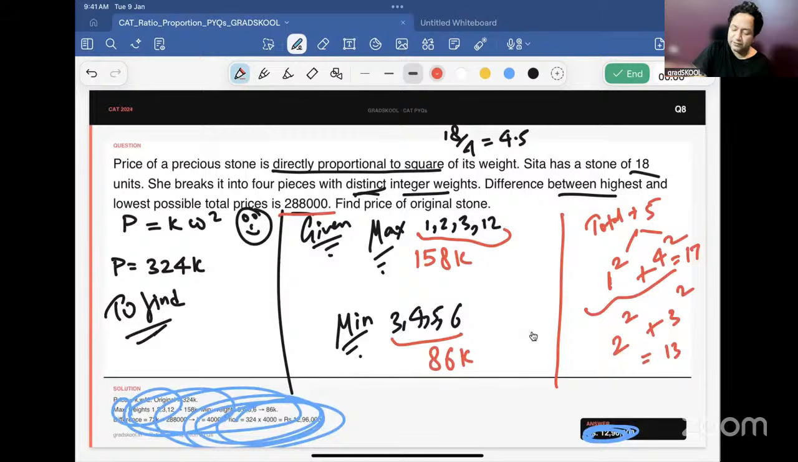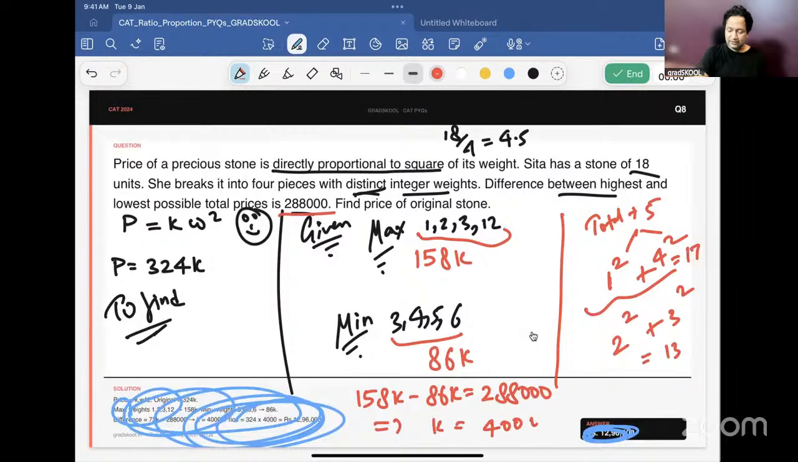So now they have written that the difference is 2,88,000. So 158K minus 86K is 2,88,000. If I solve this, what do I get? 158 minus 86 is how much? 72. 72 fours are 288. So K will be 4,000. K is 4,000. We got the answer. Let's put 4,000 here and get the answer. 324 into 4,000 is 12,96,000. 12,96,000 is the correct answer here.